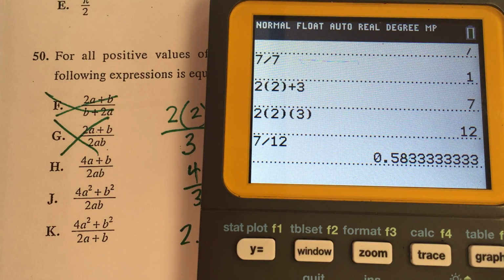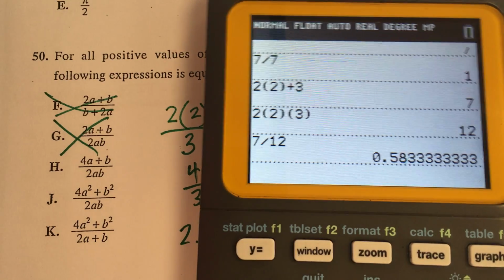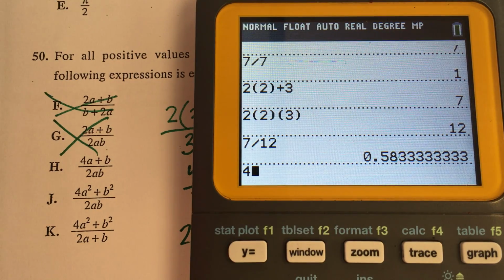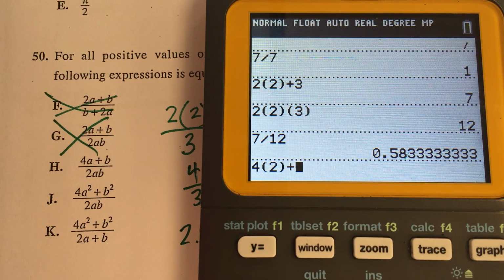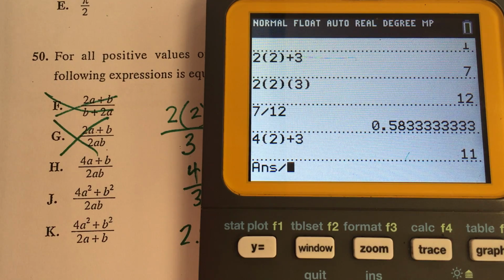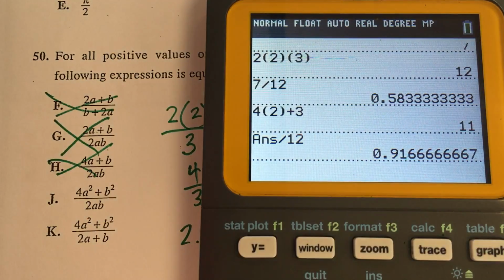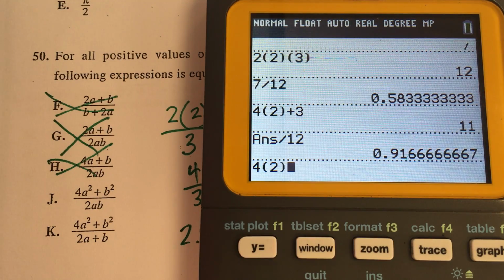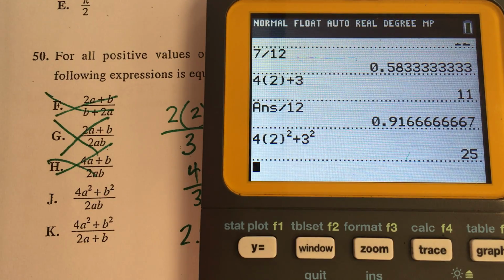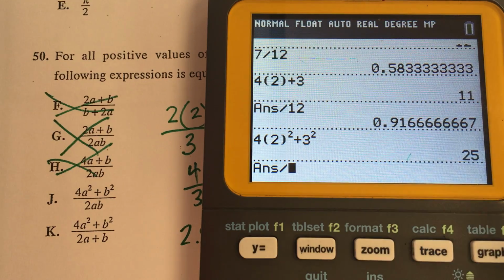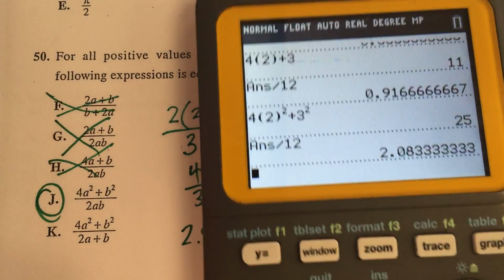So I can see like this process takes a little bit of time, but eventually, let's see, 4 times A is 2 plus 3, which is B, divided by, I already did 2AB, which is 12, so that's not going to be it either. 4A squared plus B squared divided by 2AB, which we said was 12. There it is. So I know my answer is J, right?